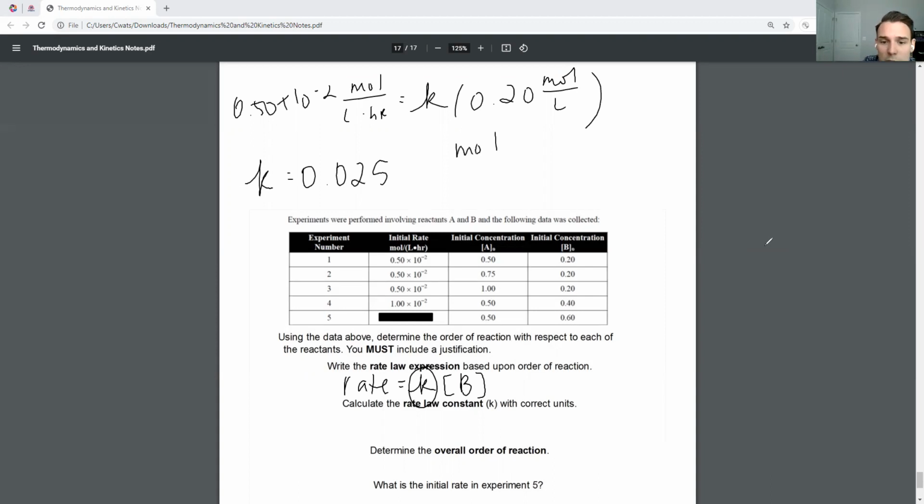And let me show you how these units work. I have moles over liters times hours, and I'm dividing it by moles per liter. When I divide fractions, I actually multiply by the reciprocal. So I keep, change, flip, right? So liters on the top, now moles are on the bottom. Moles cancel, liters cancel. I'm left with hours on the bottom. So my units are 1 over hours, or you can write hours inverse. Okay, and that's how you would solve for K.